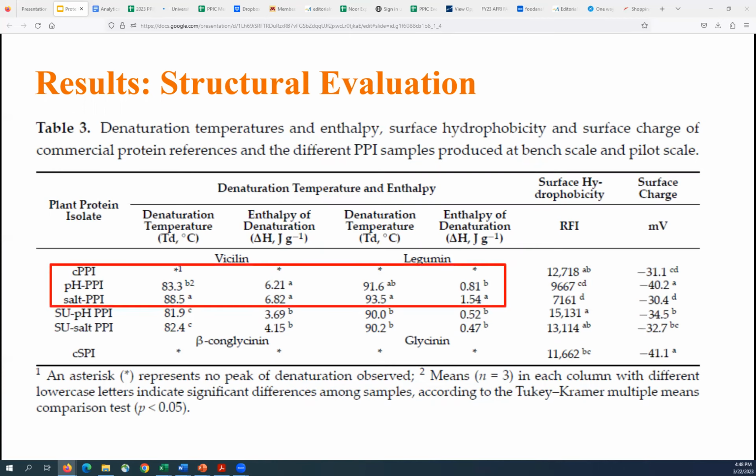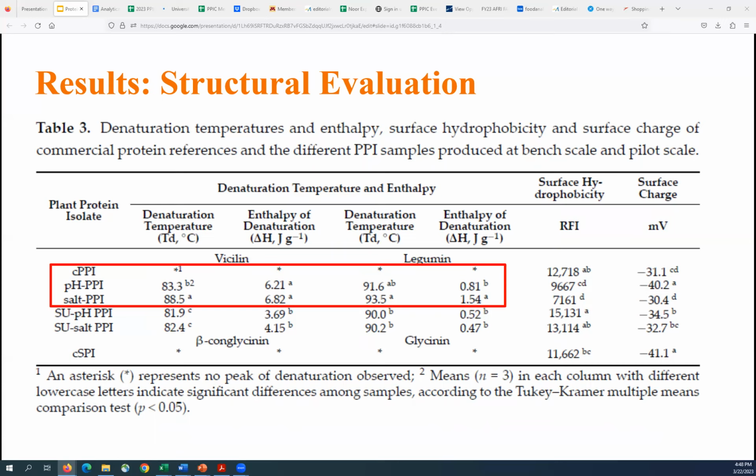And as expected, the harsh processing that we see with that commercial pea protein isolate resulted in no notable denaturation peaks. But the vicilin and legumin fractions of the salt PPI did have a higher denaturation temperature compared to the pH PPI. So that speaks to the fact that the salt extraction was less denaturing than the pH one. And obviously both of these benchtop methods were less denaturing than the commercial.